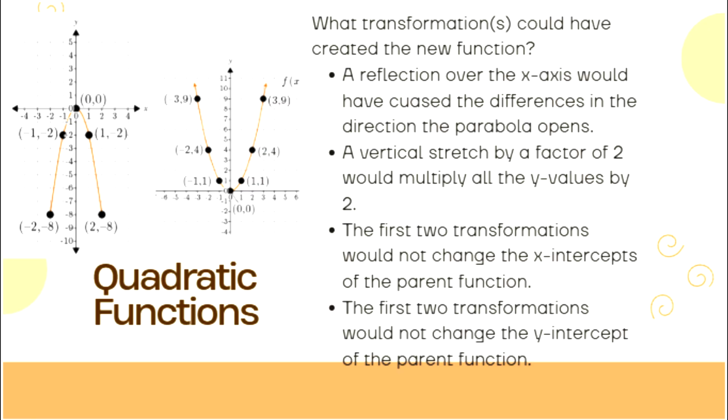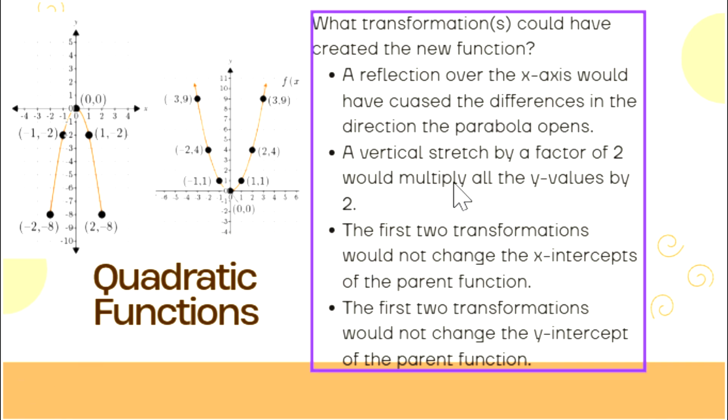A reflection over the x-axis would have caused the differences in the direction the parabola opens. A vertical stretch by a factor of 2 would multiply all the y values by 2. The first two transformations would not change the x-intercepts of the parent function. The first two transformations would not change the y-intercept of the parent function. So we know that we only needed those two things because there's no other changes that we need to account for.